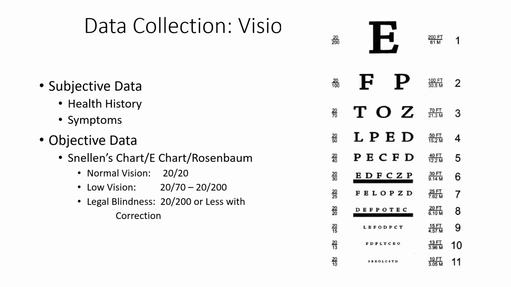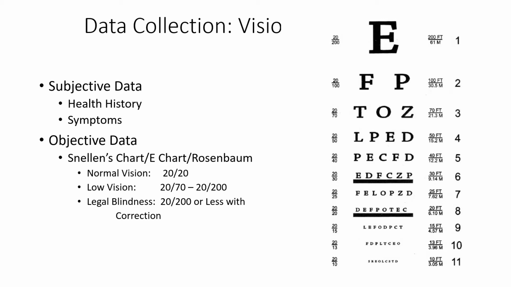Normal vision is considered 20/20. Low vision is considered 20/70 and 20/200, and legal blindness is considered 20/200 or less. What they're talking about, these numbers, are in feet.